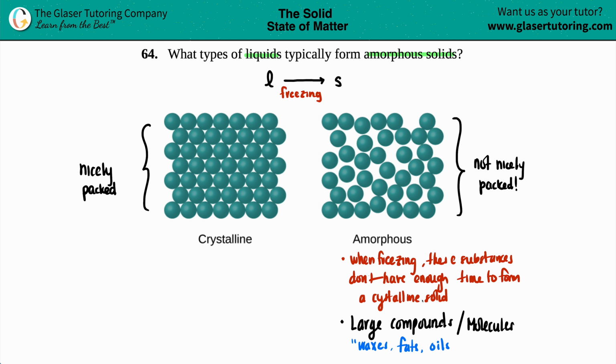So we're generally looking for large compounds, your large molecules. They're generally going to be fat-based, aka lipid-based. So I'll put that down here. So waxes, fats, oils, lipids, those are all going to be in your amorphous solid. And that basically answers the question here. So let's just box this in. These are the specific types of examples, but the general one is they're just going to be super, super, super large so that they don't have enough time to form the crystalline solid.